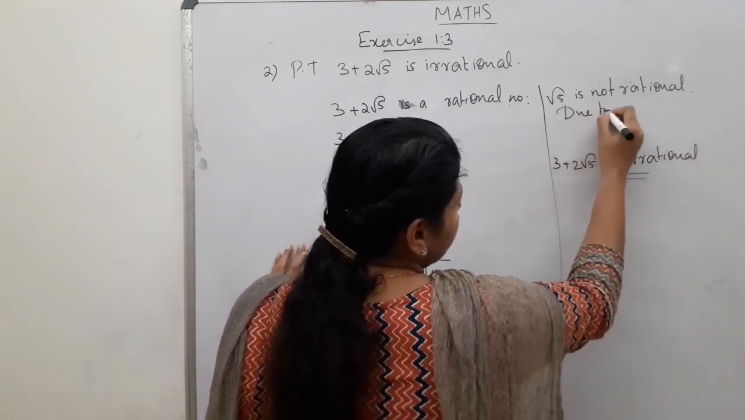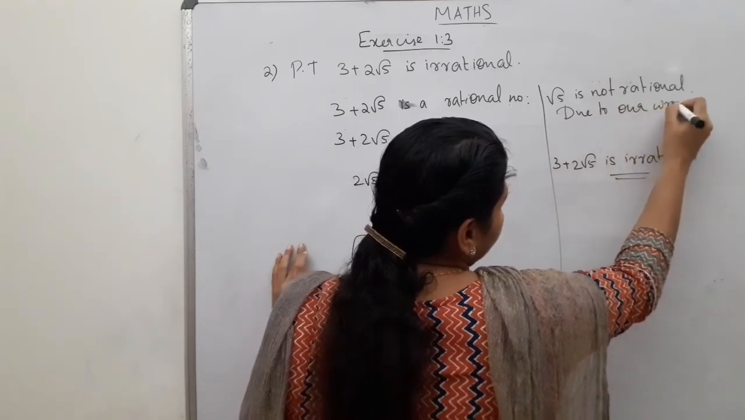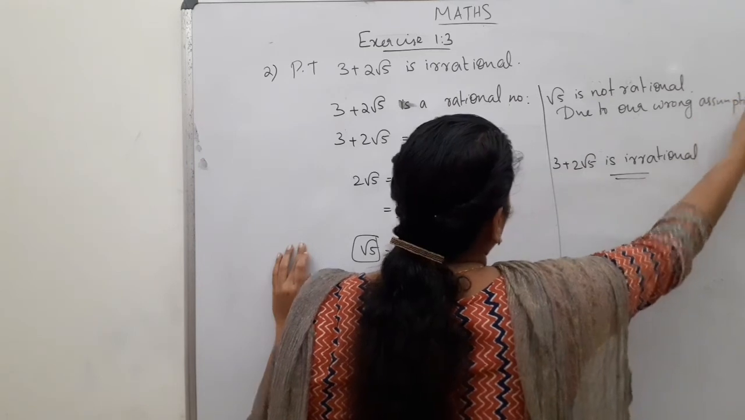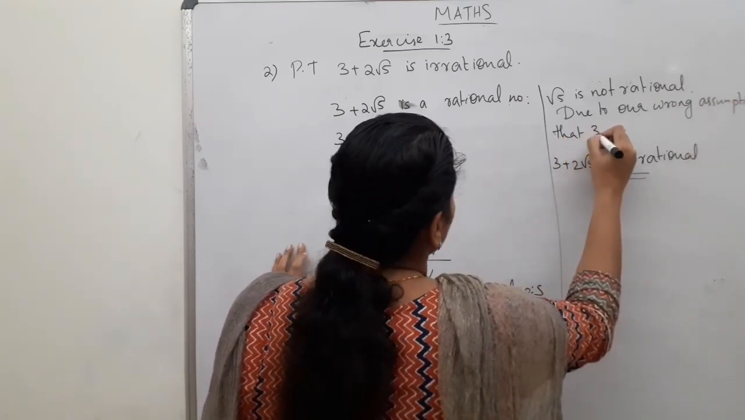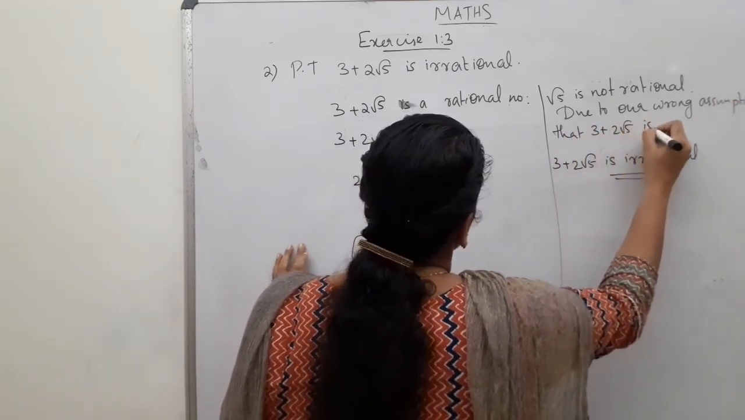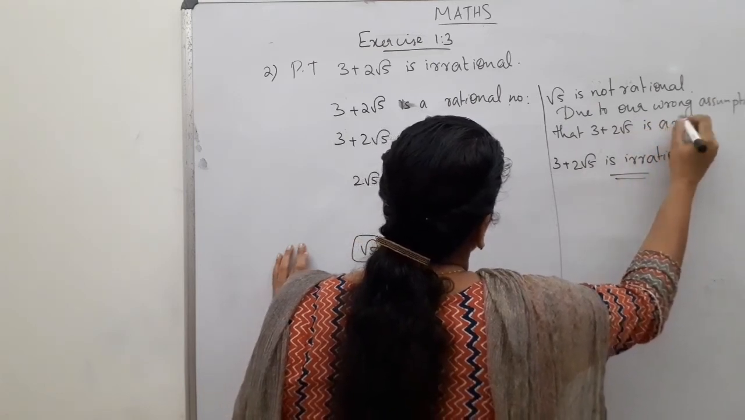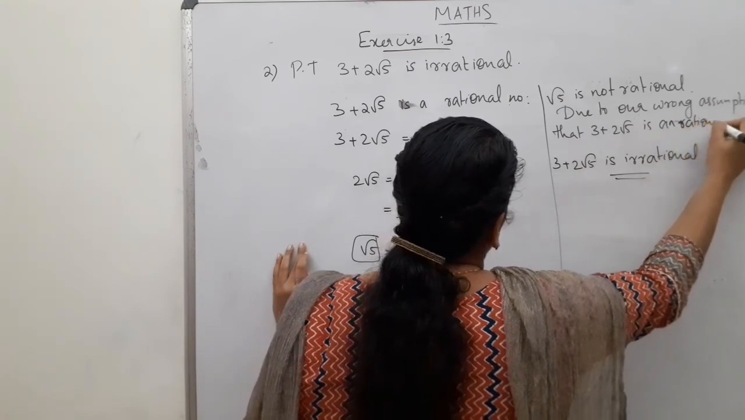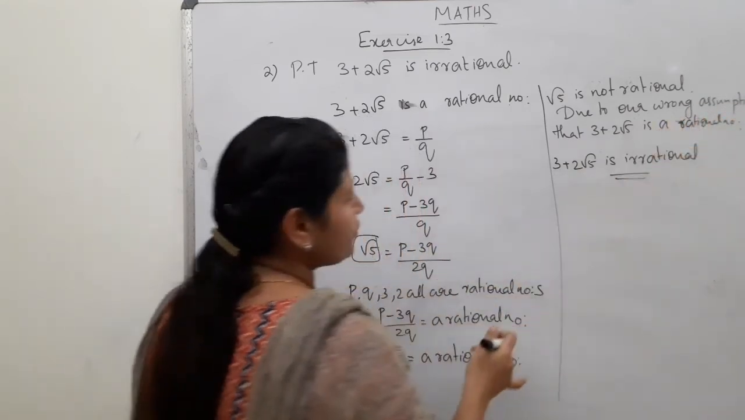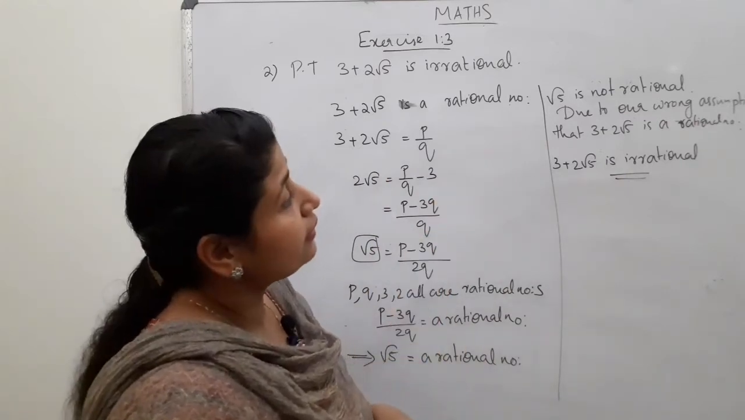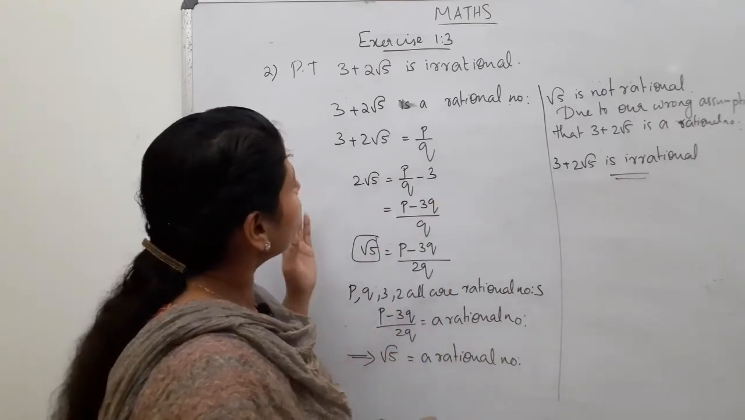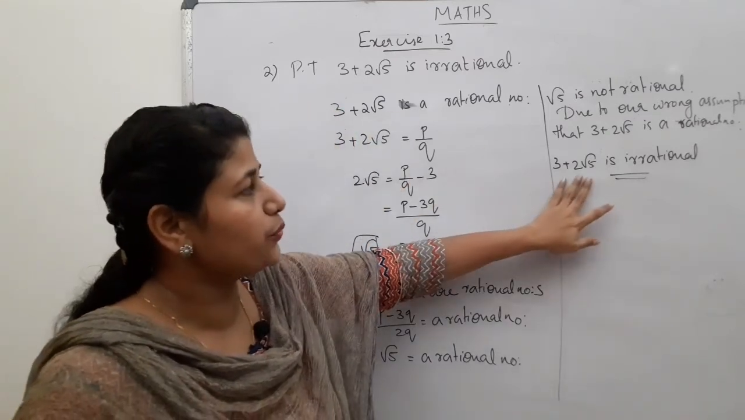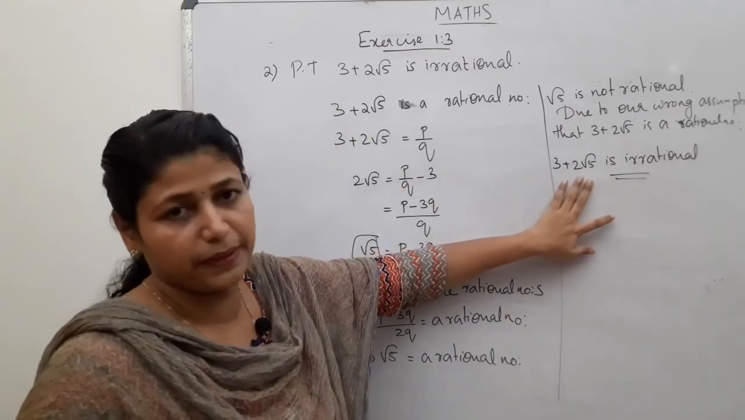Due to our wrong assumption that 3 plus 2 root 5 is a rational number, because of that we got root 5 as a rational number. So we know that our assumption was wrong. So we change this assumption: 3 plus 2 root 5 is an irrational number. Got it?